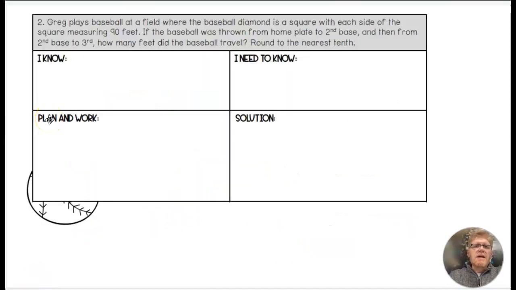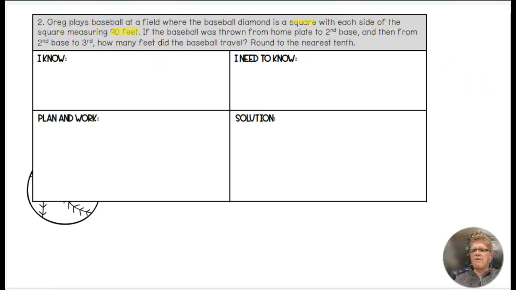Problem number 2. Greg plays baseball at a field where the baseball diamond is a square. So that's important to know. The baseball diamond is a square. So let's see. We'll make it a square here. I'm afraid my little marker is going to be too big. Each side of the square measures 90 feet.